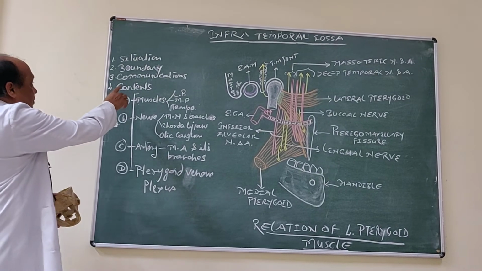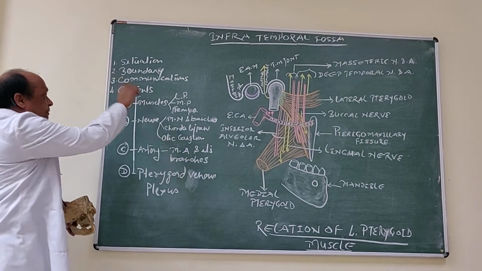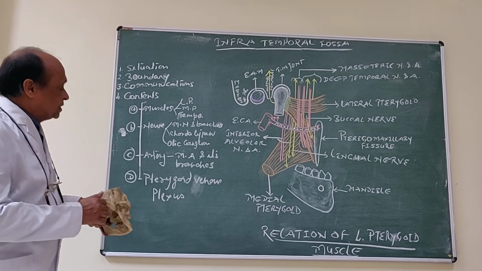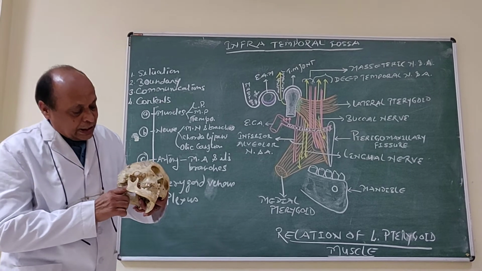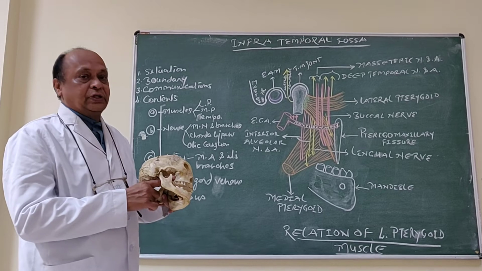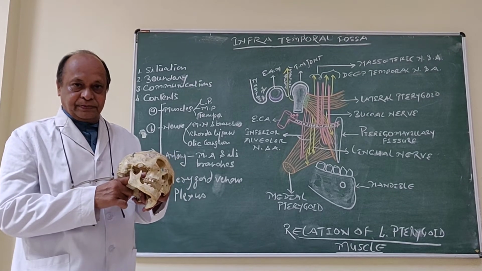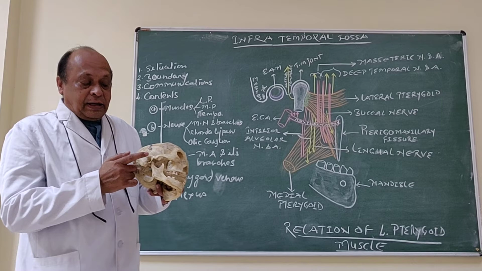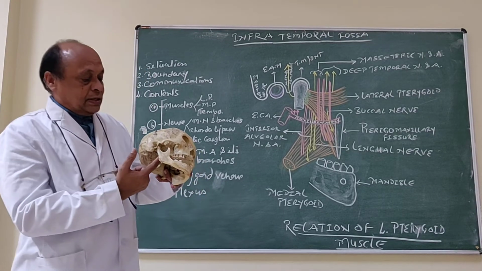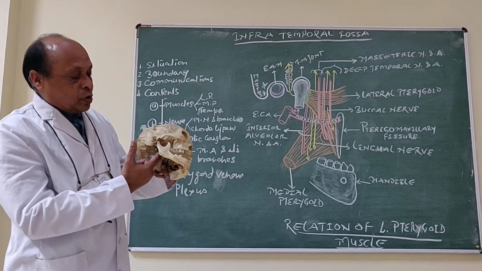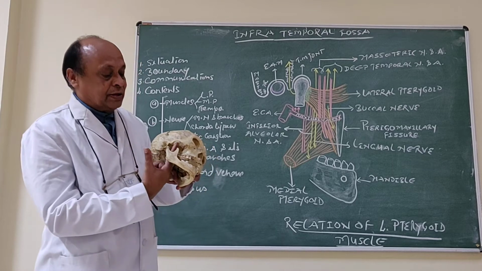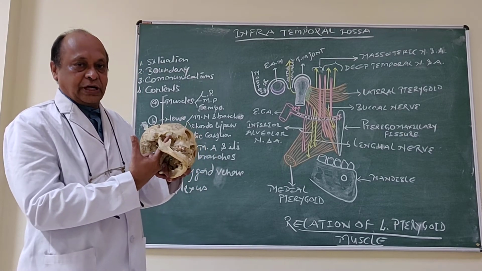Now if you look at the communications of the infratemporal fossa, anteriorly it communicates with the orbit through the inferior orbital fissure, and above it communicates with the middle cranial fossa through the foramen ovale and foramen spinosum medially, and laterally it communicates with the temporal fossa.